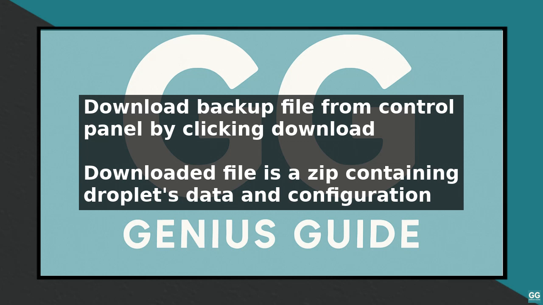If you want to import a backup from a different region, you will need to download the backup file from the DigitalOcean control panel. To do this, click on the More menu next to the backup you want to download. Then click on Download. This will download a zip file containing your droplet's data. Once you have the backup file, you can import it into a new droplet.